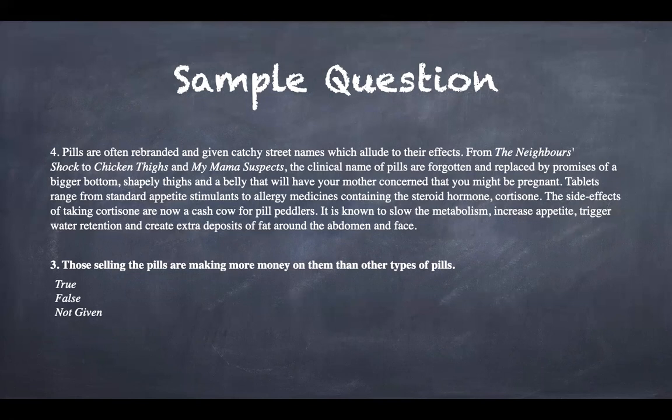If you look closely, you cannot find any such information, though you might be tempted to write the answer as true, looking at the statement in the second-to-last line, "cash cow for pill peddlers." Now, cash cow means earning money, but nowhere in the reading passage does it say that these people are making more money than the other type.